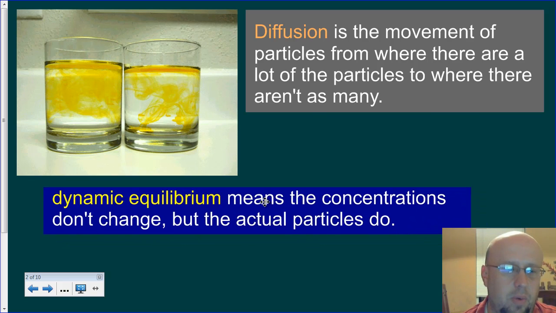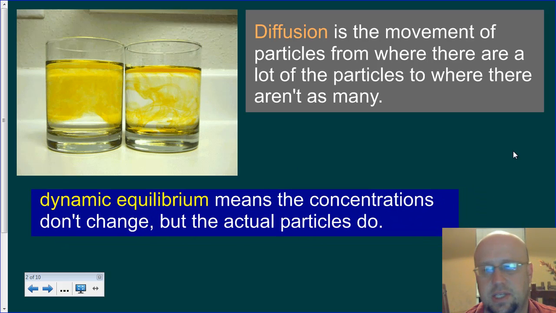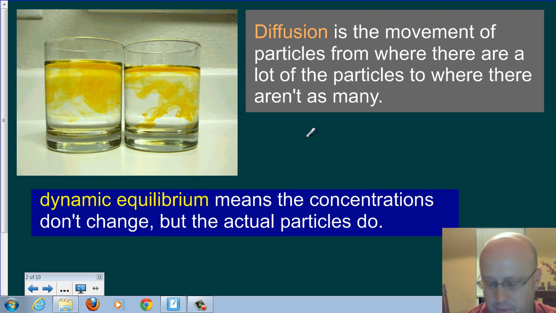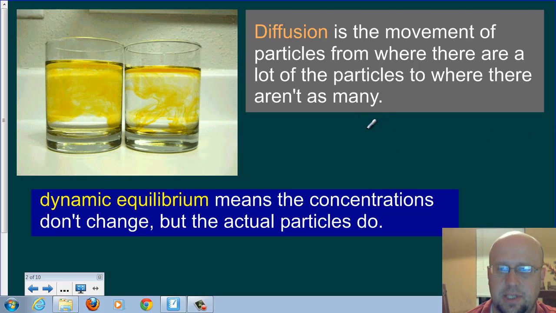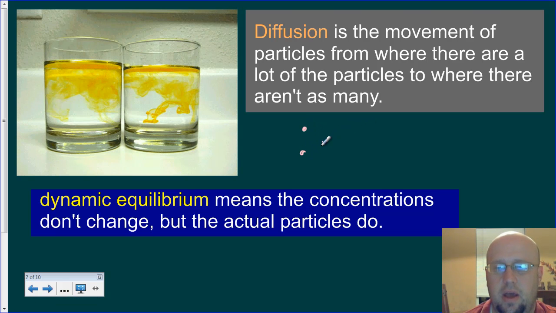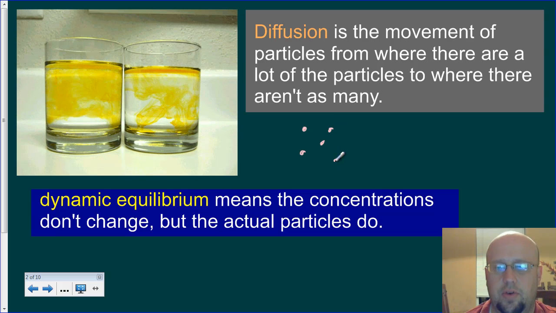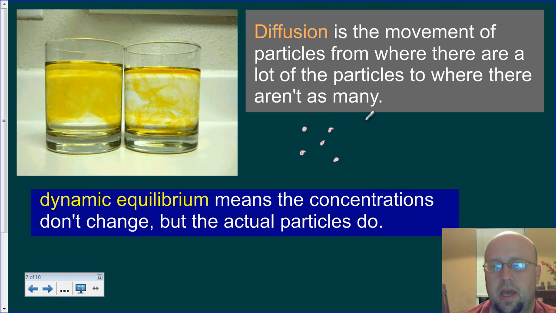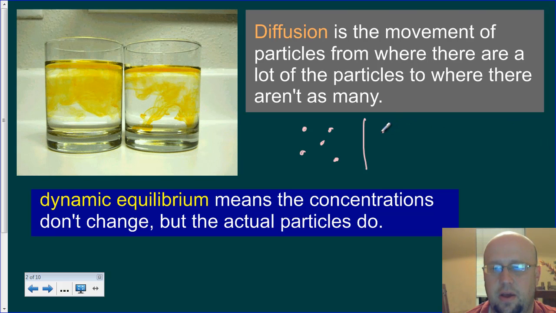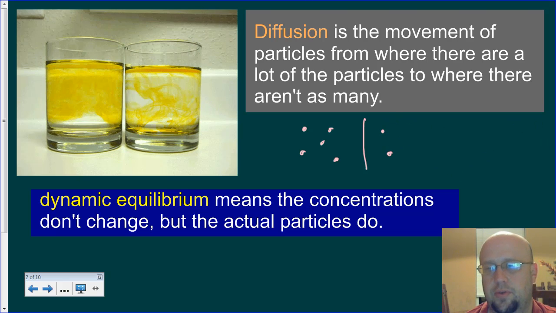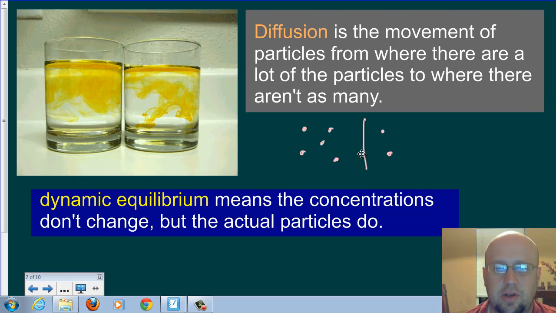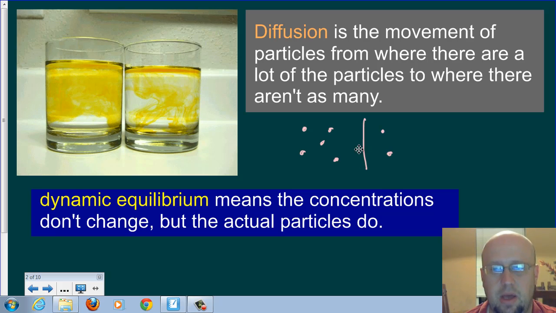Now, going along with the term of diffusion is this idea of dynamic equilibrium. So let me just real briefly talk a little bit about what that is. Let's say that in one area of the container we had a bunch of particles over here, okay? And let's make a dividing line. And then let's say on the other side, we only had two particles. So what dynamic equilibrium means is that the concentrations are the same no matter what.